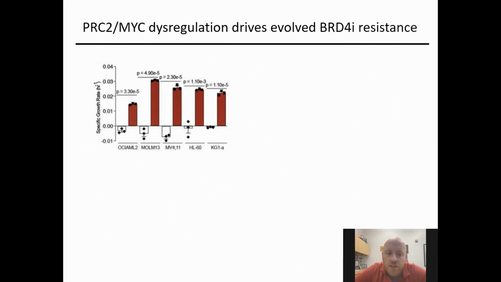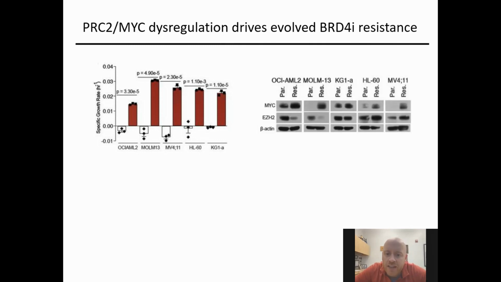Now, to understand whether this gene cassette driven by MYC is important in naturally evolved resistance and not just functionally contrived settings of resistance, we evolved a panel of 5 AML cell lines to acquired resistance to the BRD4 inhibitor JQ1. When we did this, and then looked at the Western blotting level, what we observed is that in every setting, cells with acquired resistance to JQ1 showed increased levels of MYC expression. This is, again, consistent with the idea that MYC suppression is critical to the mechanism of action of this drug, and that MYC rebound would be an expected mechanism of resistance.